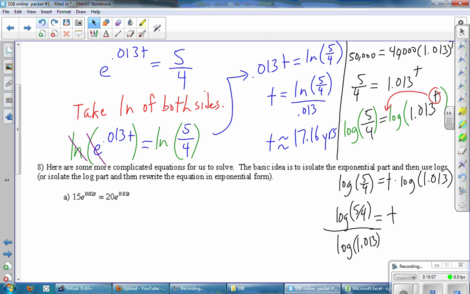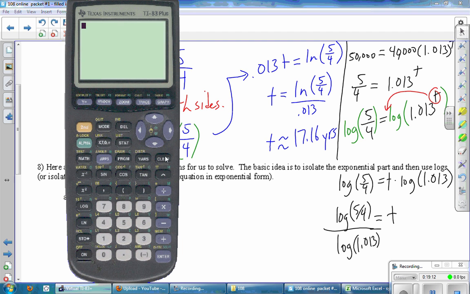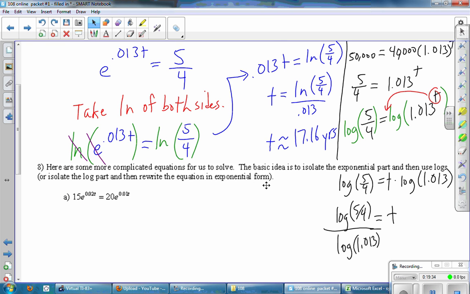And that's it. We can type this on the calculator. Remember, we were expecting that this one would take a little more than the 17 years because we weren't quite growing as quickly. So we do log of 5/4 divided by log of 1.013. More than 17.16 years, yes, a little bit longer, about another 1/10 of a year, about a month extra. Okay, again, the basic idea there, if your variable's in the power, you're going to use logs.